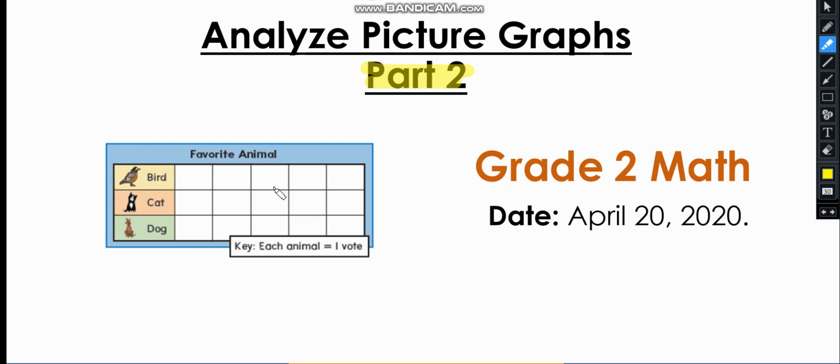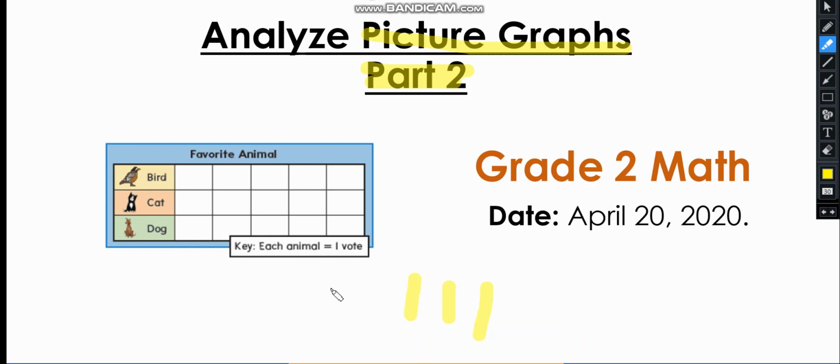What I mean by tally mark? Tally mark when I use marks like that to collect data. What I mean by picture graph? Picture graph means that I use picture. I use pictures instead of using tally marks. Okay? What I mean by analyze picture graph? Analyze picture graph means to understand what is the data I collect. Okay? Here in our lesson, we will complete what did we learn yesterday about analyze picture graph.